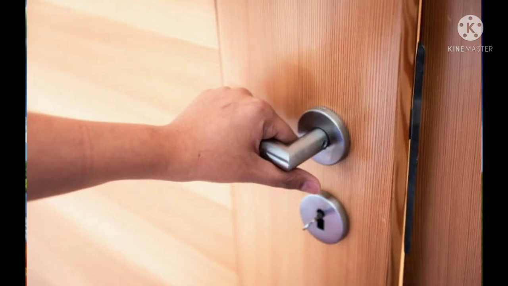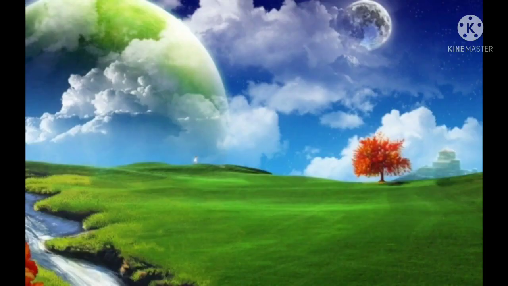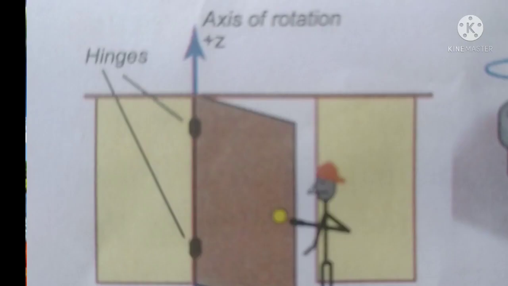The door can be easily opened or closed when you apply the force at a point far away from the fixed edge. In this case, the effect of the force you apply is to turn the door about the fixed edge. So this turning effect of the applied force is more when the distance between the fixed edge and the point of application of the force is more. So when we apply the force to the handle of the door, it is easy to rotate, or open or close.